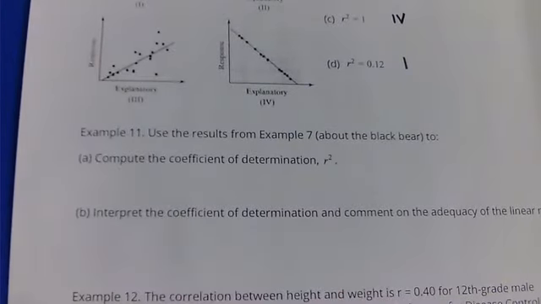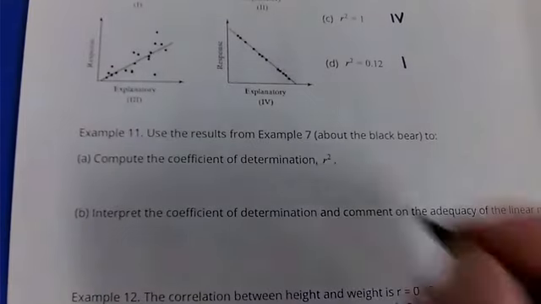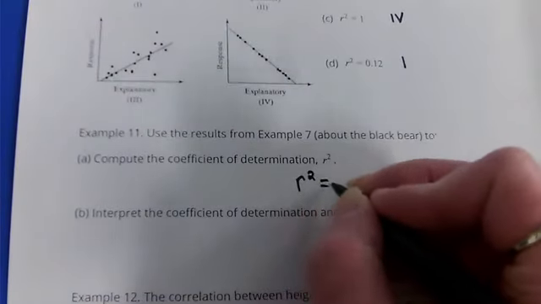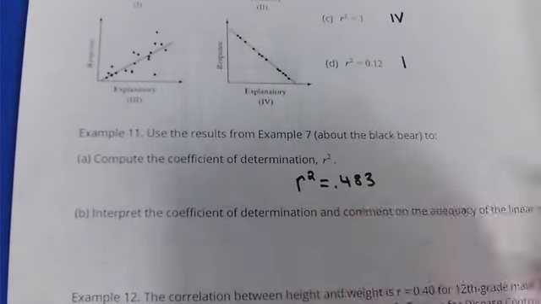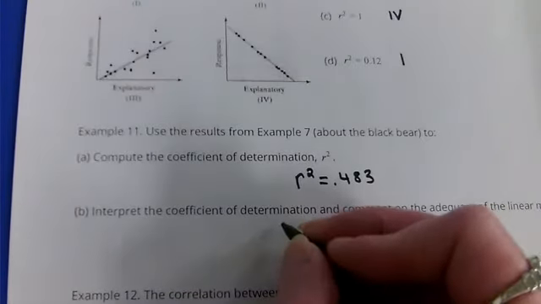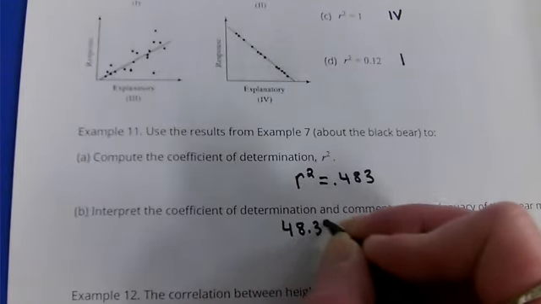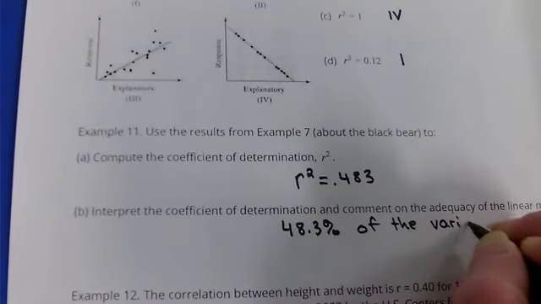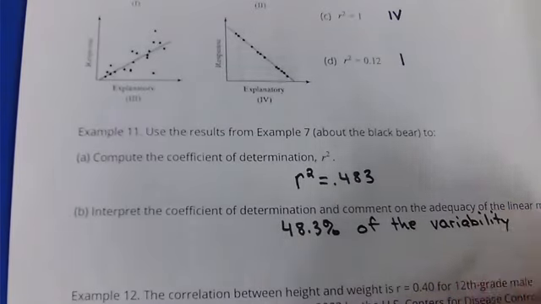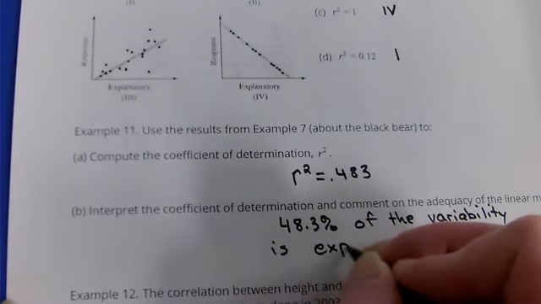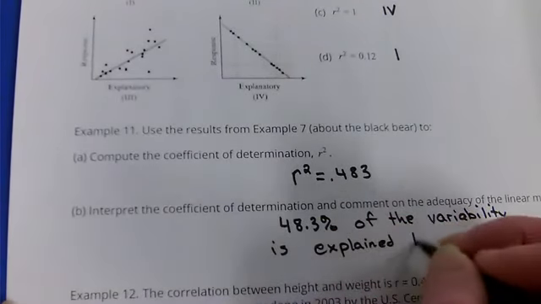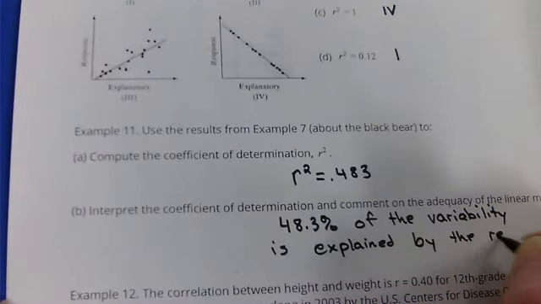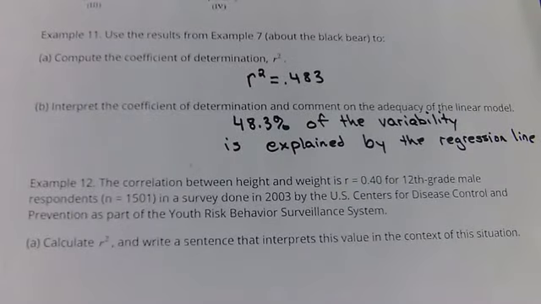Oh, I did the R squared one there. Oops. R squared was 0.483. And we already talked about that. That's 48.3% of the variability. Oh, I got ahead of myself. Is explained by the regression line. So is it a really good model? Maybe not.